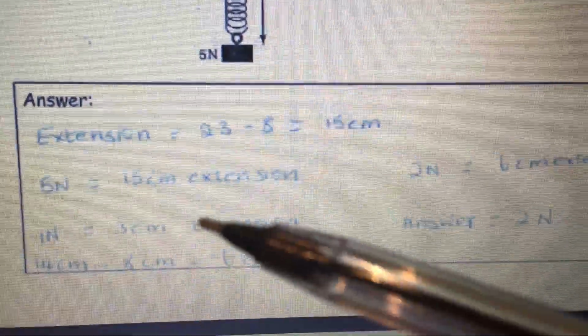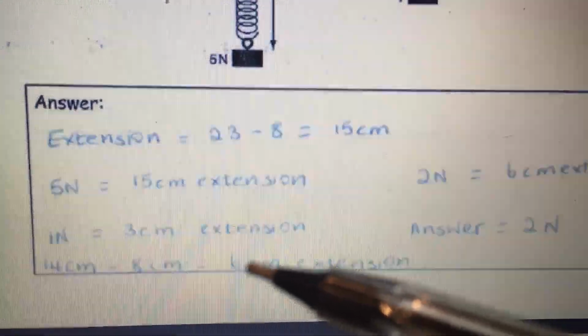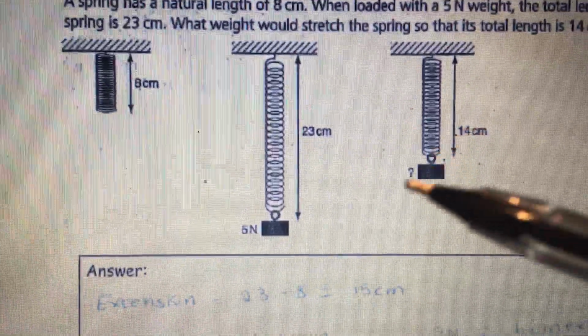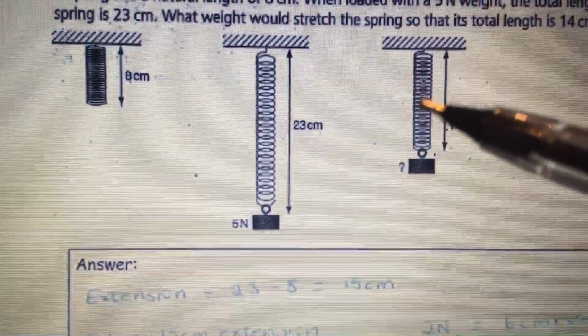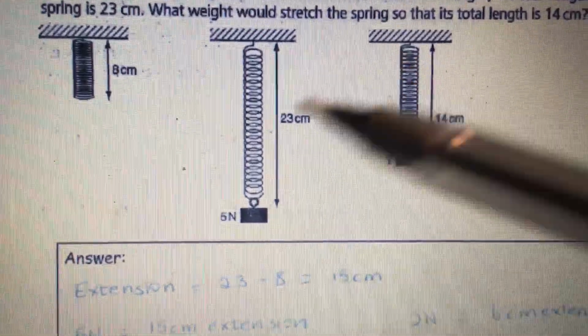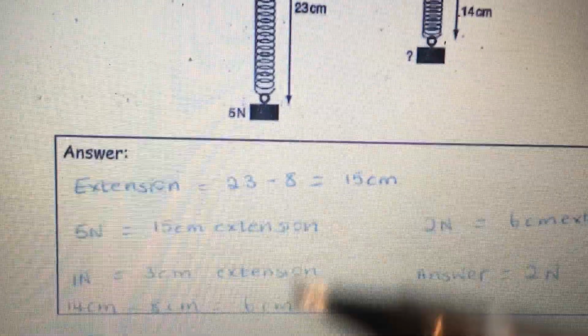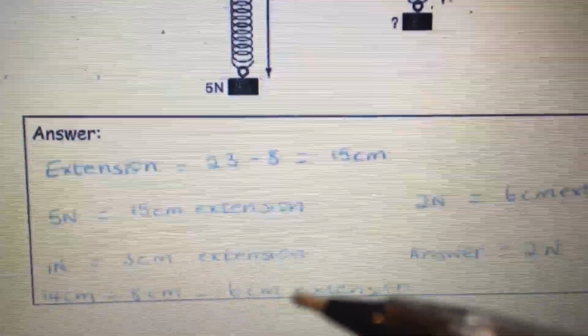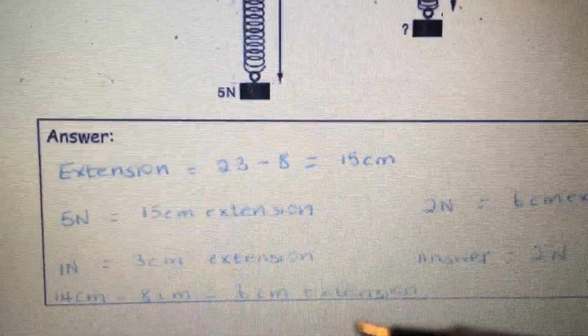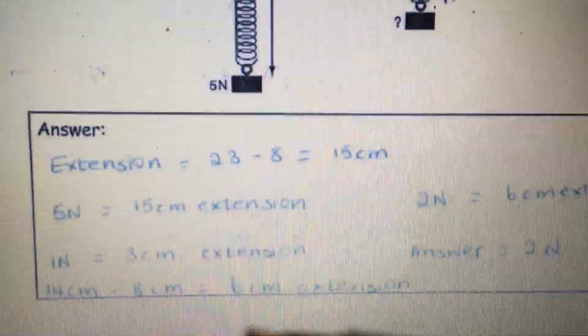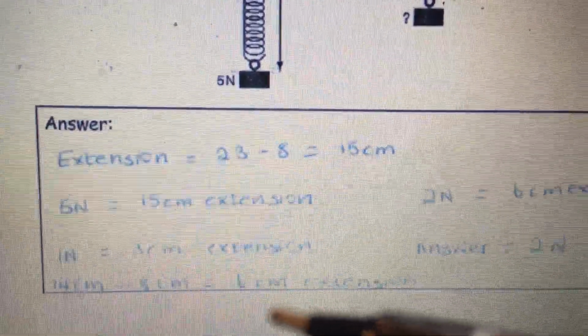So if 1 Newton causes an extension of 3 centimetres, let's find out what is the extension between this 14 centimetres and the natural length 8. So 14 minus 8 causes an extension of 6 centimetres. So what weight would be needed to cause an extension of 6 centimetres?